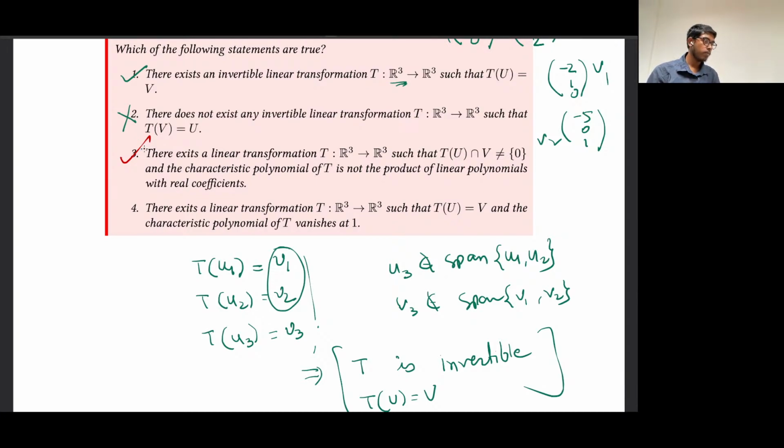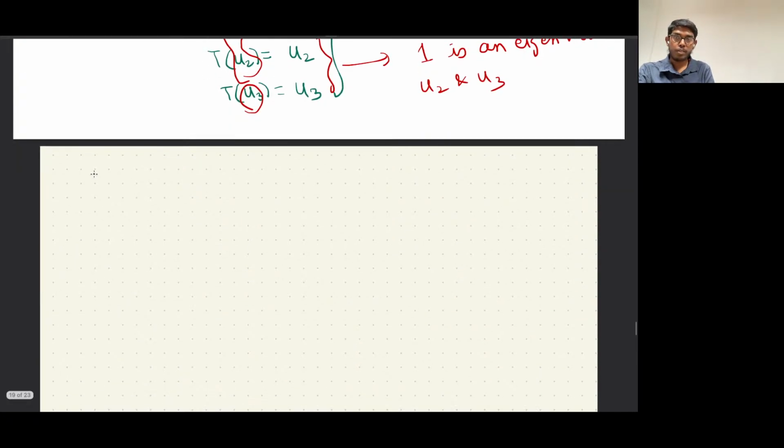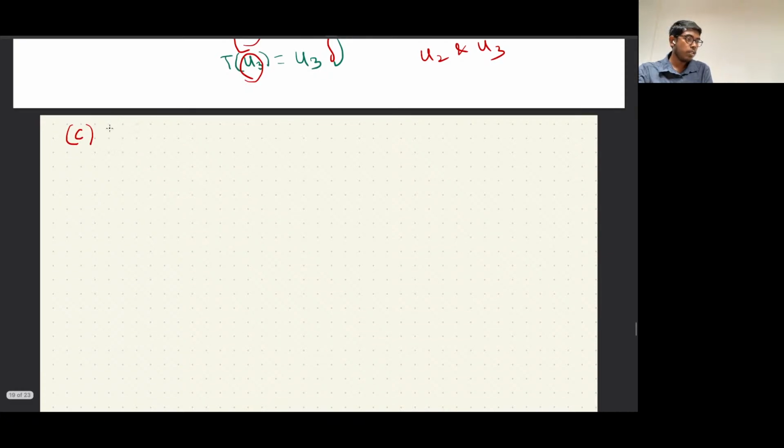Okay, so any doubt? Otherwise, let's proceed to option 4. So option 4, what does it say? That there exists a linear transformation T from R3 to R3 such that T of U equals V and the characteristic polynomial of T vanishes at 1. Let's repeat the option that is required.